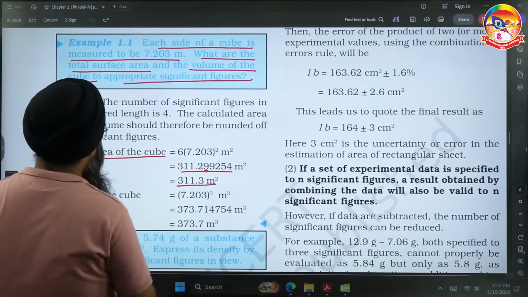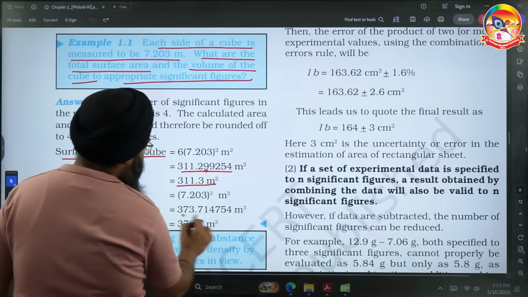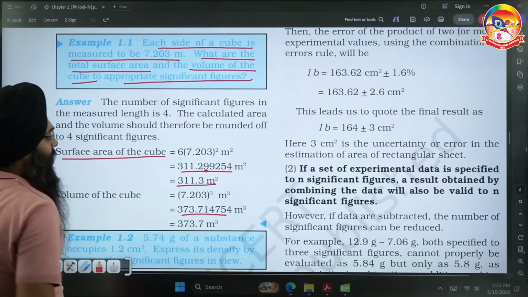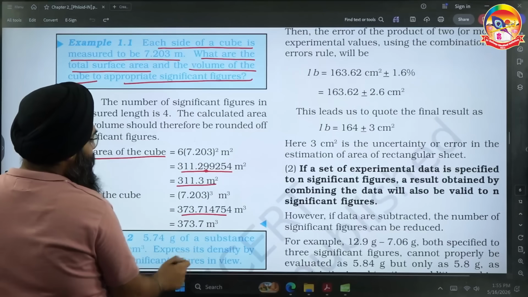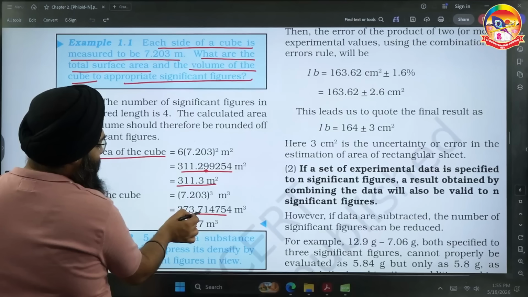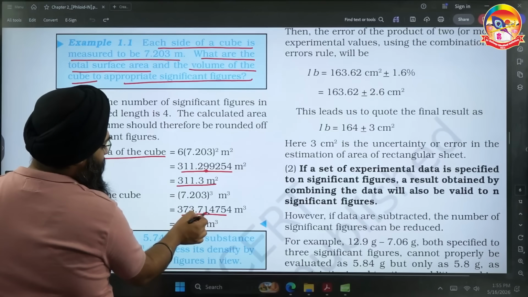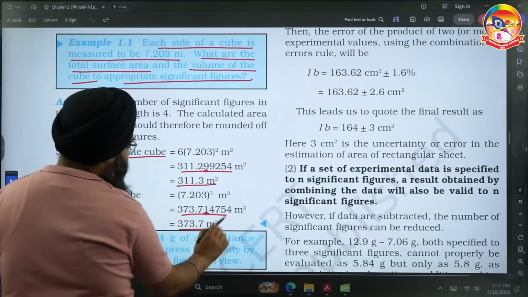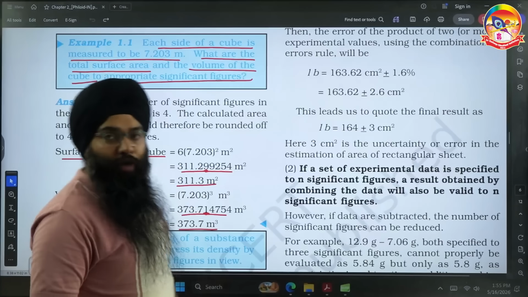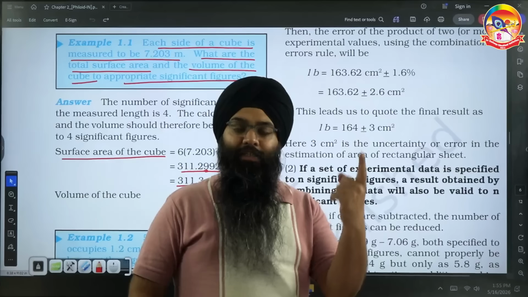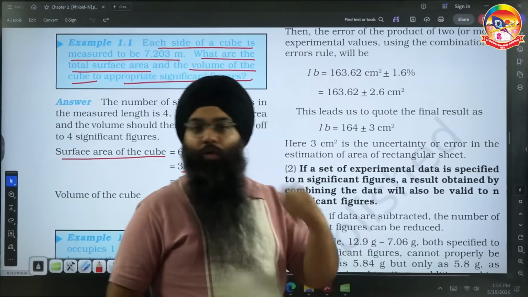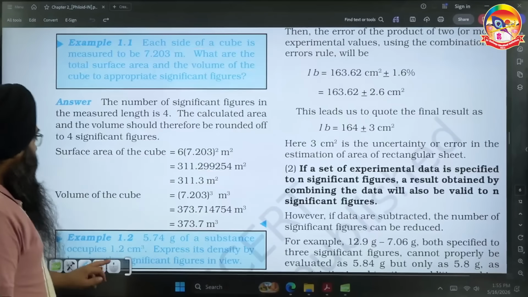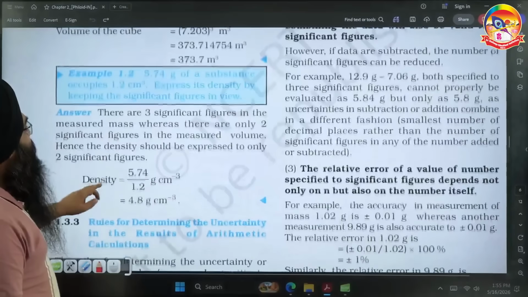Second case, the volume of the cube. Again, it will come out to be a big number, but this is not the answer. We want only 4 significant figures, so we want to retain only till 7. We will look at the next digit. This digit is less than 5, so the preceding digit will not be changed and you will get this as the final answer. Here we have used 2 rules: one is the rule of multiplication and division and one is the rounding off principle. Let's look at the next question.